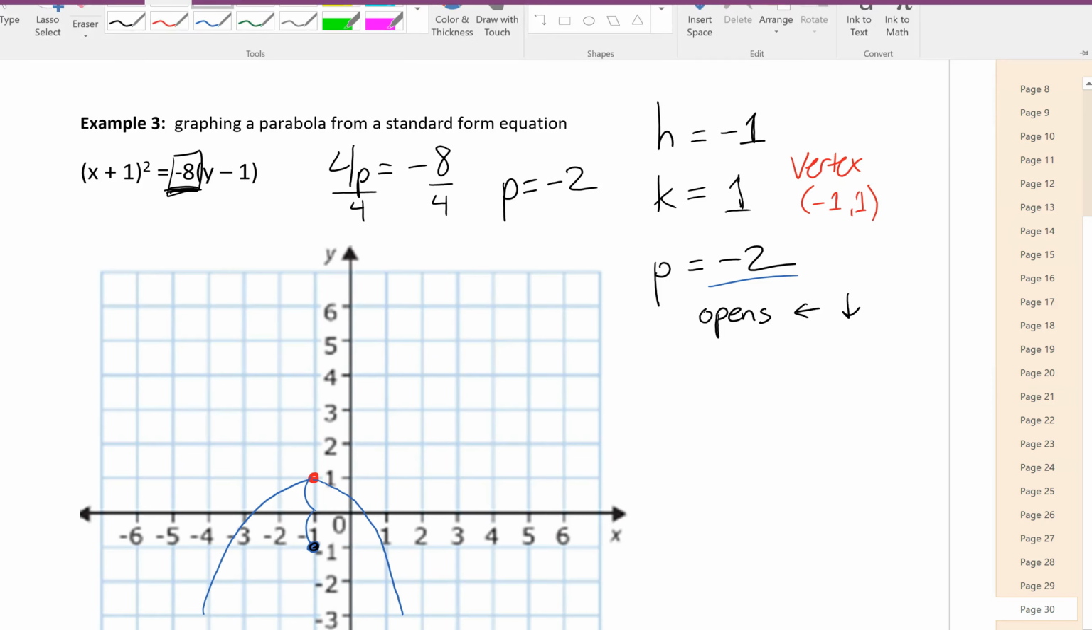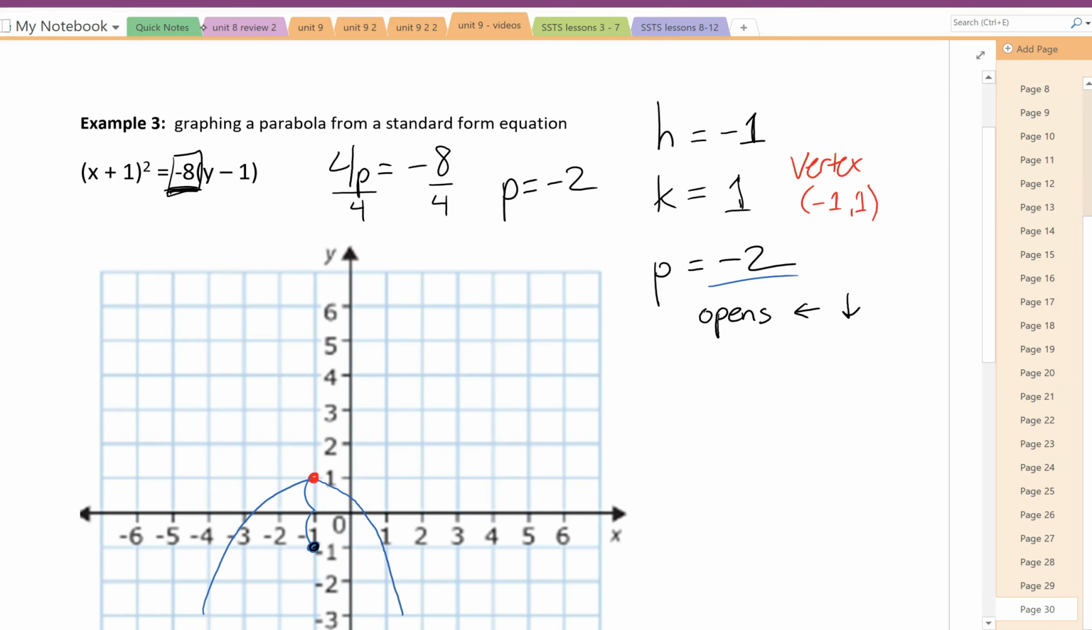If I want to graph the directrix, remember the directrix is just a straight line that's the same number of units away from the vertex as the focus is, but on the other side. And so since the focus is down here, 2 units away, the directrix would be up here, 2 units away, and it's just going to be basically a straight line like this. And so I have graphed all the important features of this parabola. If you did this on the test, even if your parabola itself is not perfect, if you can show me that it goes down instead of up, and where the focus is and where the directrix is, you get full points.